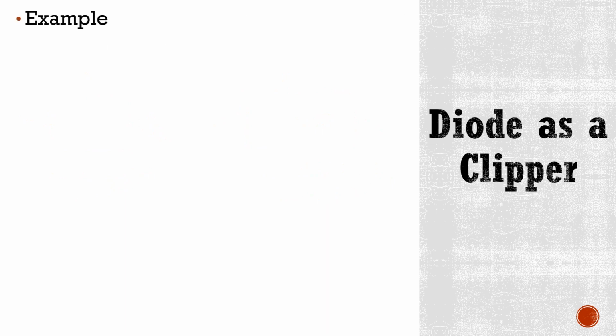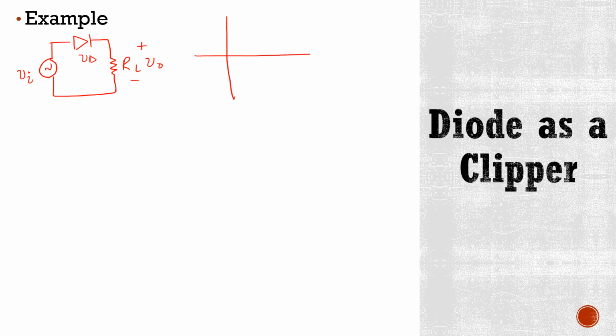Now look at this example. If you have a circuit like this, where this is the load resistor RL, and here the voltage drop is V0, here the voltage is VD, and here you have the input source. And suppose your input signal is like this, where this is positive Vi, and here it is 10 volts, and this is negative Vi and it is minus 10 volts.